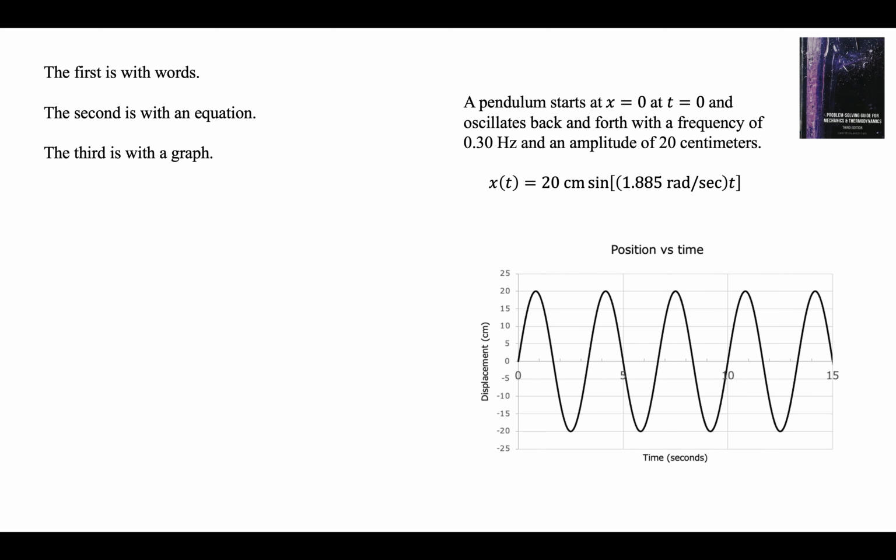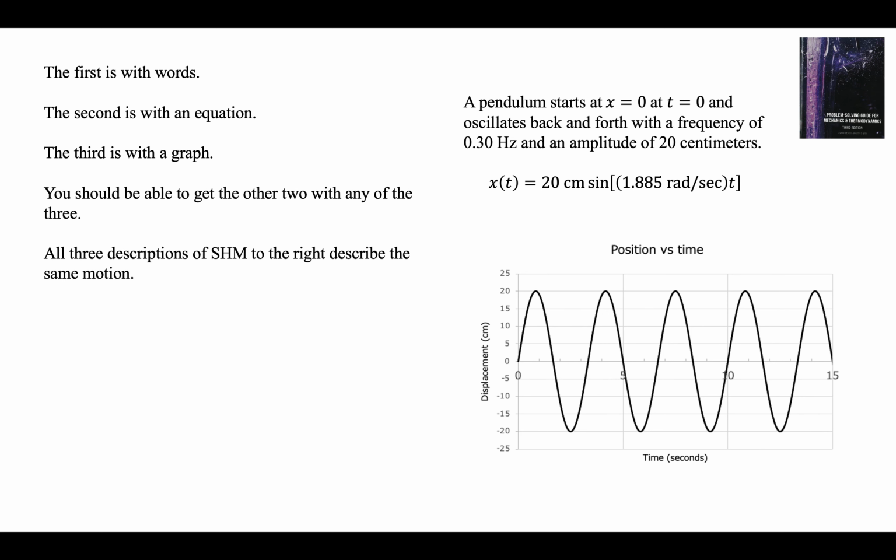Here's the motion. Tell me what the frequency is. Tell me what the period is. Tell me what the amplitude is. What is the equation given the graph? So you should be able to get the other 2 with any of those 3. All of these 3 descriptions here, used for examples, describe exactly the same motion. 3 different ways to describe the same motion. The first one says, look, the frequency is 0.3 hertz. If it's 0.3 hertz, what's the period?